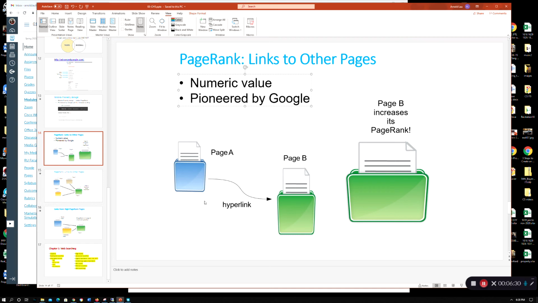And in the early days, that's what people used to do, right? Maybe even now, but probably more so in the early days, people used to crank up a whole bunch of dummy pages and just point to here to try to boost up your rankings. Anyway, I digress, and that's more of a historical sidebar. But here, page B increases its page rank. That's the main idea you should take away for this class.